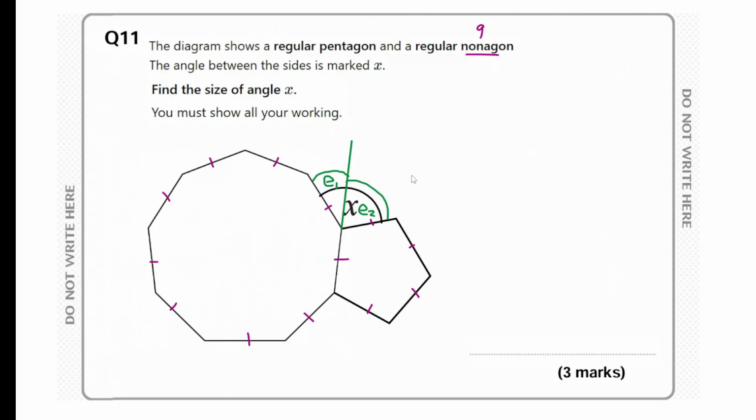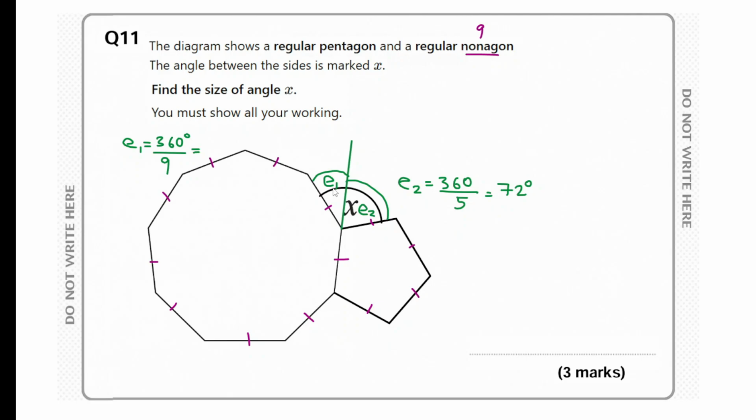Now, we know that for any regular polygon, all of the exterior angles add up to 360. So when you think about the pentagon, there are 5 exterior angles. So the size of one would be 360 divided by 5, which is 72 degrees. Now, for the nonagon, 360 degrees should be divided by 9 because there are 9 exterior angles. So E1 is 40 degrees.